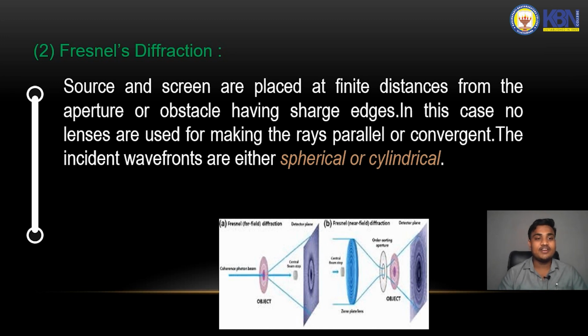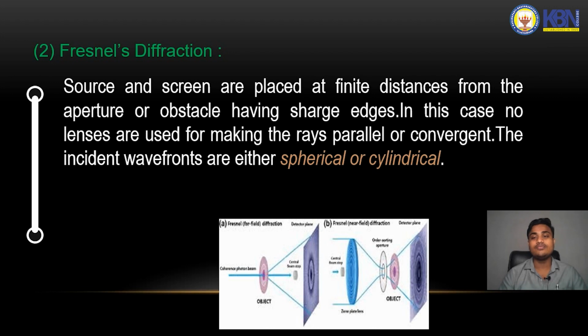In this class of diffraction, source and the screen are placed at finite distances. In the last class, Fraunhofer diffraction, we have seen that the source and screen are placed at infinite distances. Here we are seeing that the source and screen are placed at finite distance from the aperture. In this case, the lenses are used for making the rays parallel.